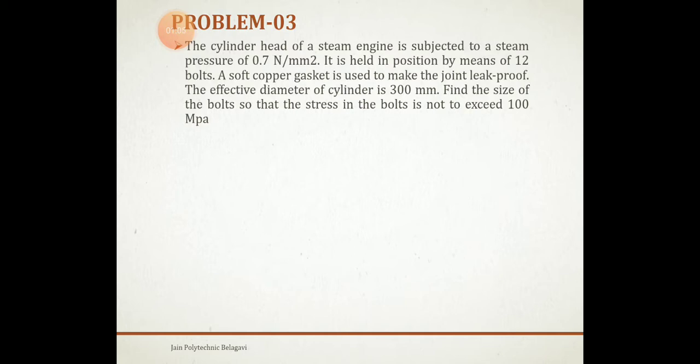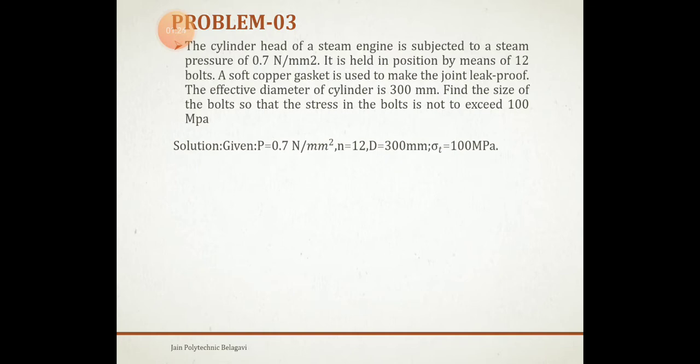The effective diameter of the cylinder is 300 mm, that is the capital D mentioned in the problem. Find the size of the bolt, meaning the dimension of the bolt you have to find out here, so that stress in the bolt is not to exceed 100 megapascal. So stress is given as 100 megapascal.